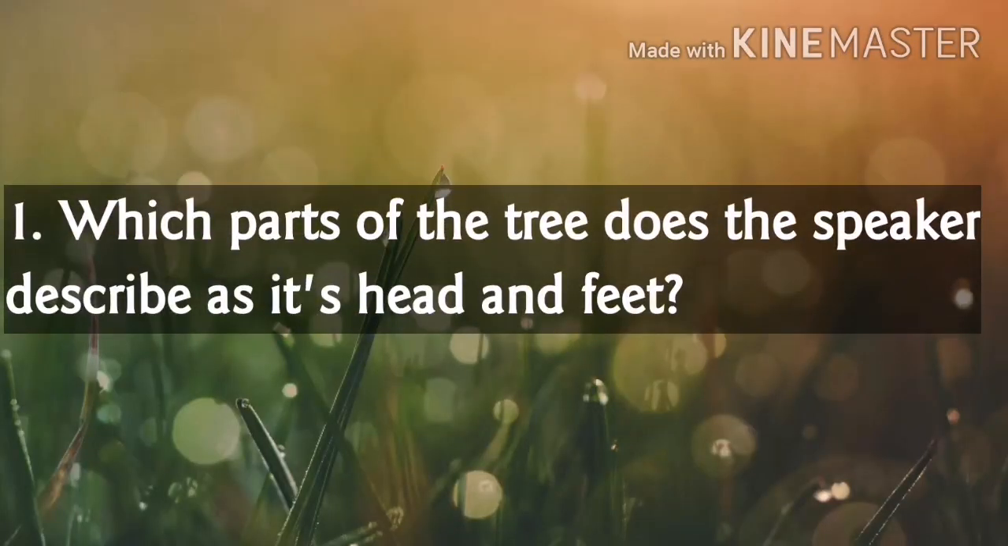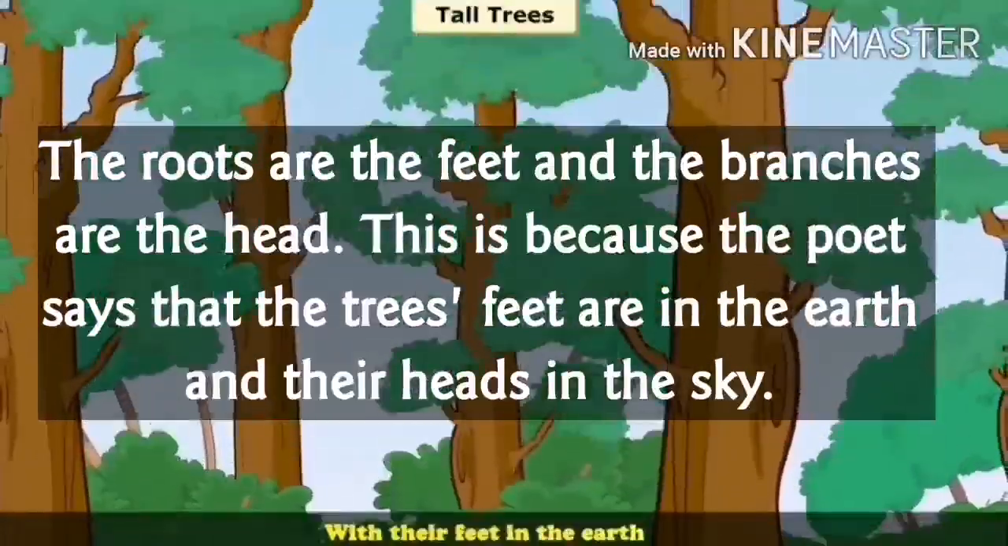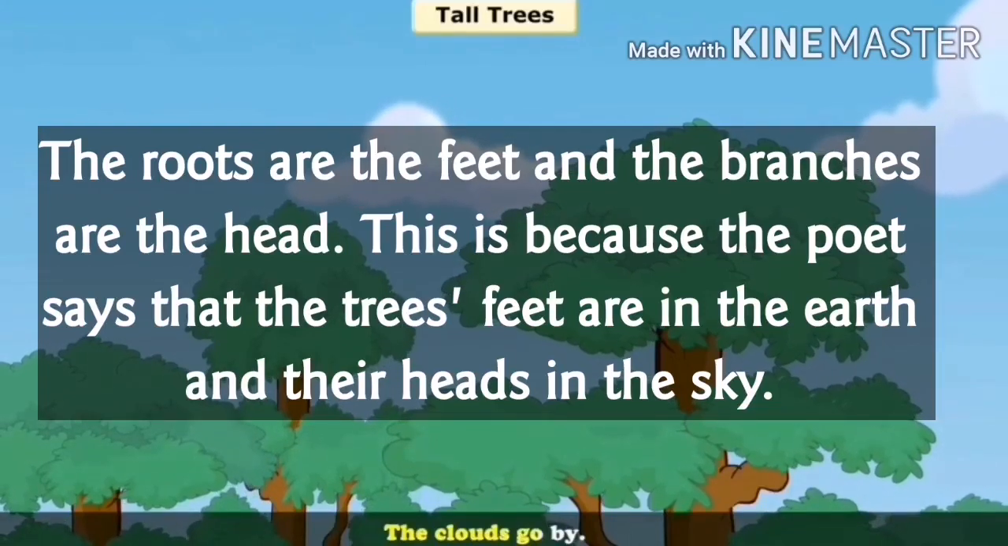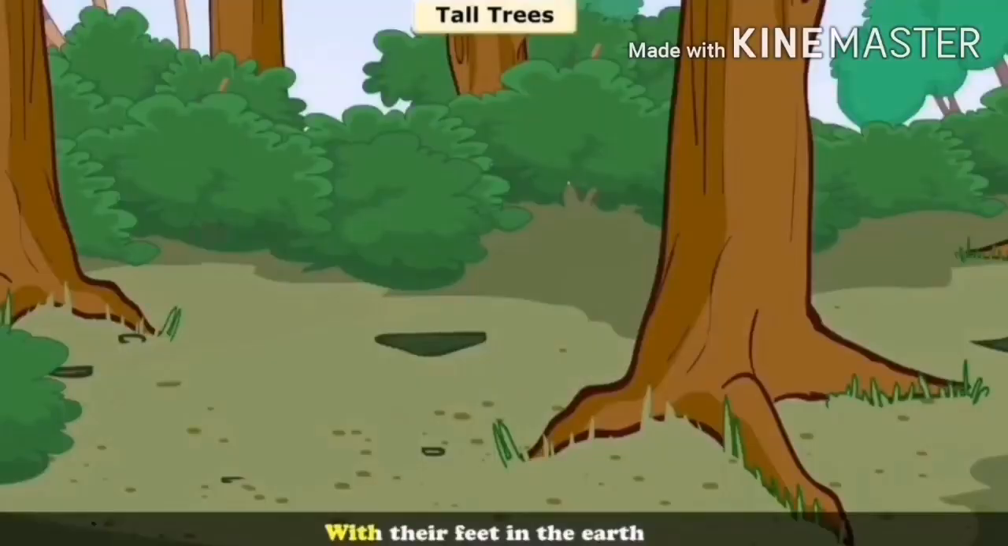Let us see the first question. Which parts of the tree does the speaker describe as its head and feet? What is the tree's feet and head? Do you know the answer? Okay, let's see. Answer: the roots are the feet and the branches are the head. This is because the poet says that the tree's feet are in the earth and their heads in the sky. We can see the tree's roots are there in the earth. That is why the poet says that the tree's feet are there in the earth.